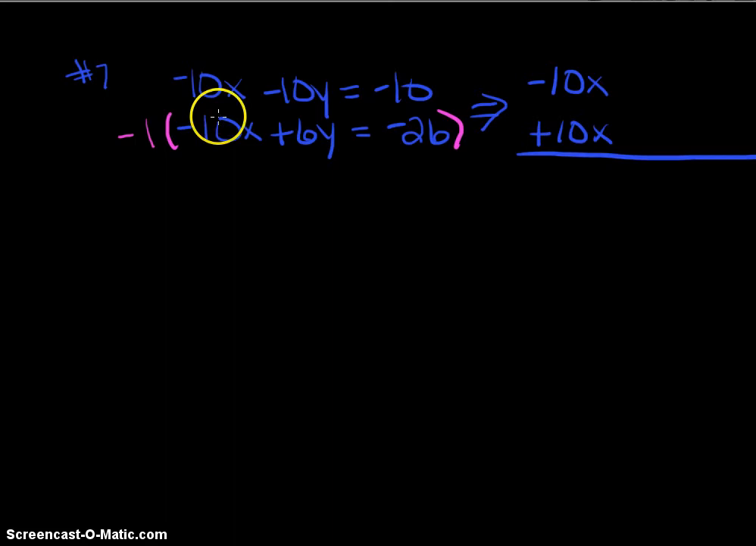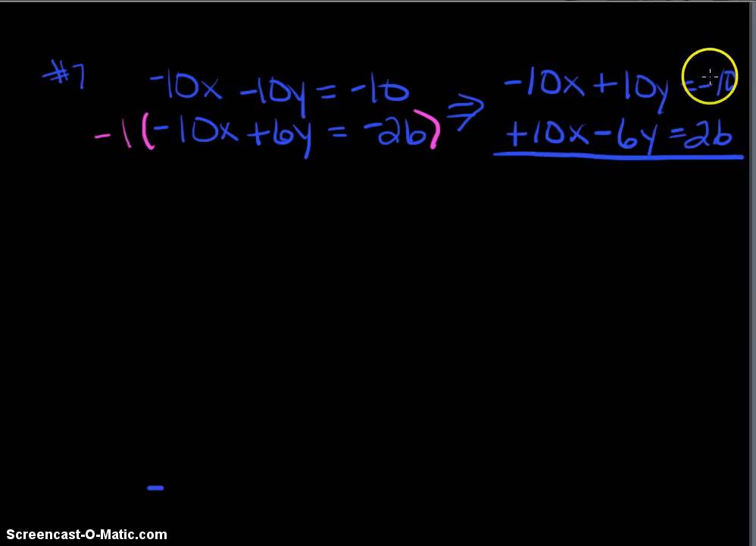All right, so a negative 1 times a negative 10x gives me that positive 10x, and that's good. And then that negative 1 times that positive 6y, that's going to give me a negative 6y. Okay, and I'm getting tight on space here. And then negative 1 times that negative 26, that is going to give me a positive 26. All right, and I haven't touched the top row, so I'm just going to simply copy that down. And now, let me scoot this over a little bit. Okay, sorry about that, guys.